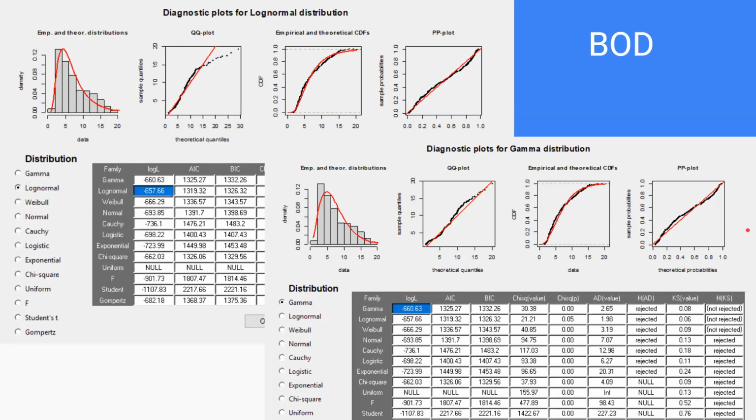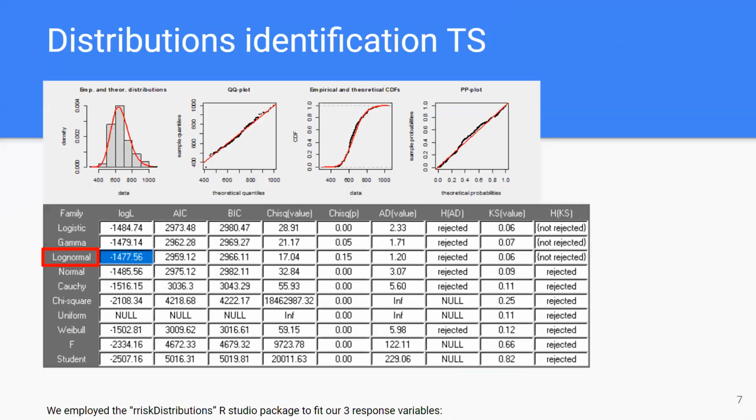For the TS, as we can see in the table, the log normal represents the largest log likelihood value, and also has a very similar QQ plot behavior to the straight line. And also, since the log normal is a continuous distribution for which the logarithm of the data follows a normal distribution, we can use it to model this variable, which is TS. That's how we selected the distributions.